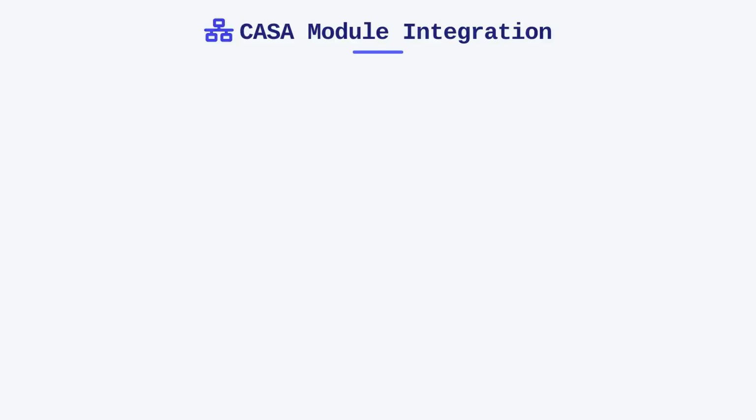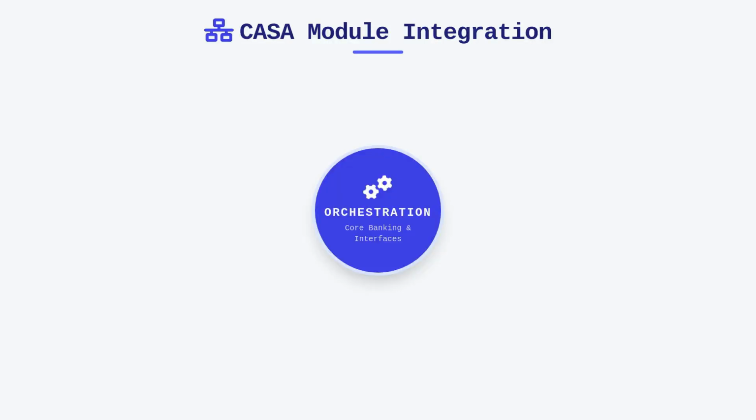Integrating current account and savings account modules into the broader banking landscape requires a disciplined approach to parameterization and data flow. When we look at CASA, we are not just managing simple account balances, but orchestrating complex interactions between core banking modules and external interfaces.